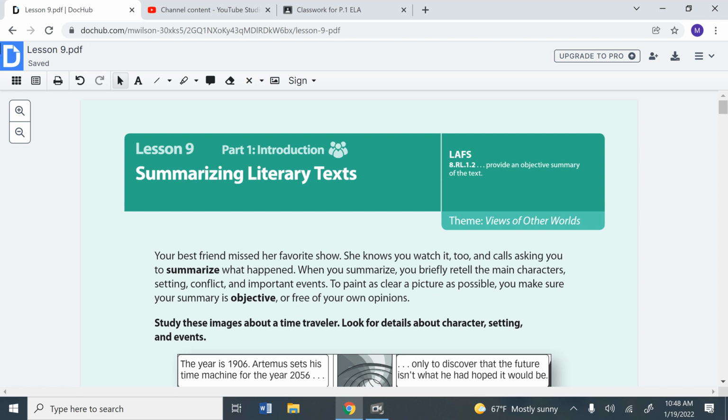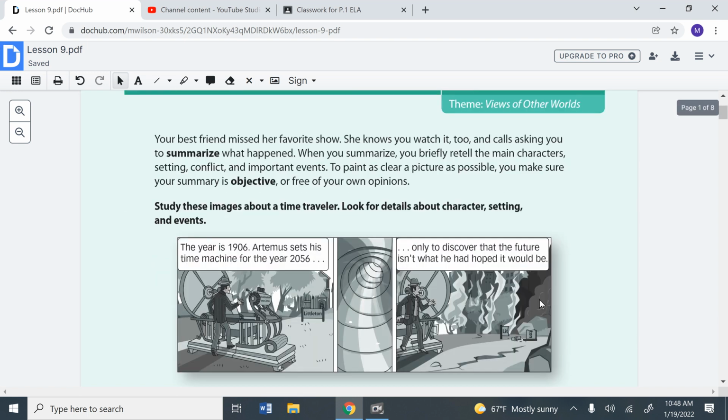So let's look at lesson 9. It says your best friend missed her favorite show. She knows you watch it too and calls you asking you to summarize what happened. When you summarize, you briefly retell the main characters, setting, conflict, and important events. To paint as clear a picture as possible, you make sure your summary is objective, or free of your own personal opinions. So it says study these images about a time traveler.